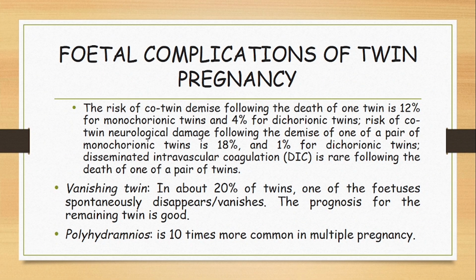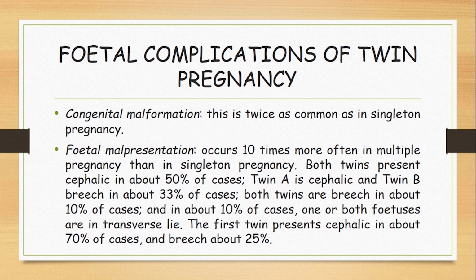Polyhydramnios is another fetal complication. Polyhydramnios, excessive liquor surrounding the fetuses, is 10 times more common in multiple pregnancy. Congenital malformation is twice as common as in singleton pregnancies. Congenital malformations increase in twin pregnancies, and the same anomalies seen in singleton pregnancy can be seen, such as neural tube defects and cardiac lesions. All these things are common.